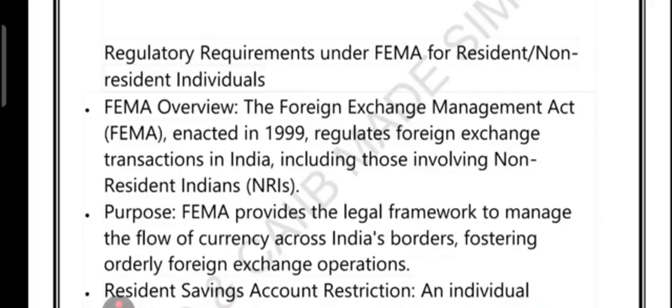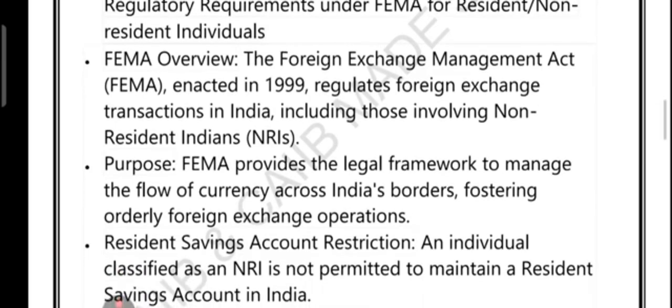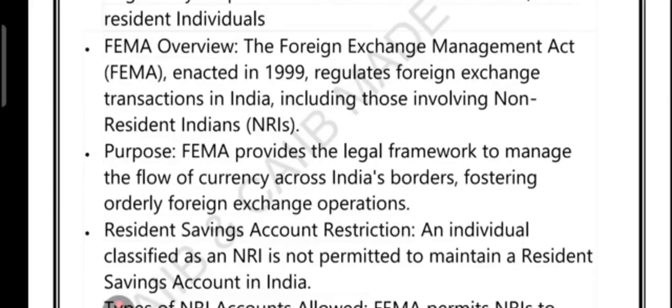FEMA is India's rulebook for handling money that moves in and out of the country. It came into effect in 1999 and covers transactions by both Indians as well as NRIs. What is the main job of FEMA? It is to keep cross-border currency flow smooth, safe, and well organized.